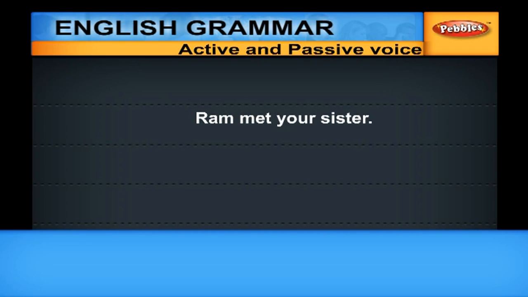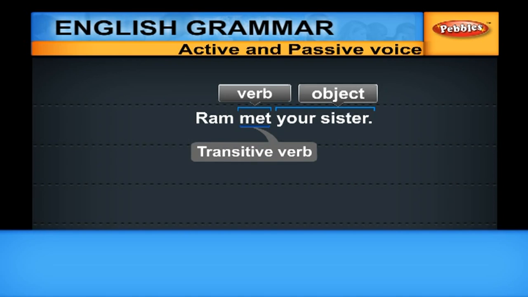Ram met your sister. We will find out the object by asking the question what or whom after the verb met. Ram met what? The object does not answer what, but it answers whom. Ram met whom? Your sister. So, your sister is the object and met is a transitive verb. Therefore, you can make it into passive voice. Your sister was met by Ram.